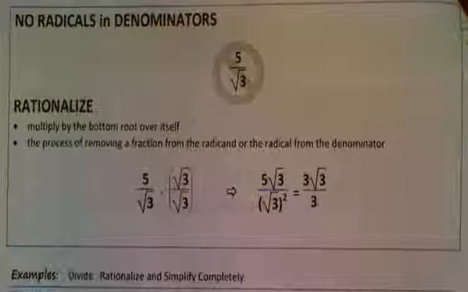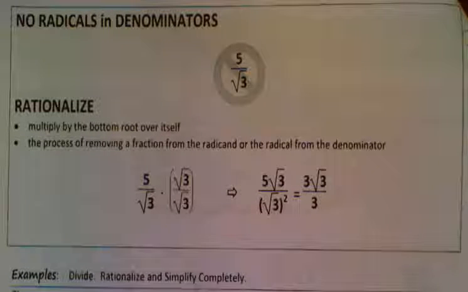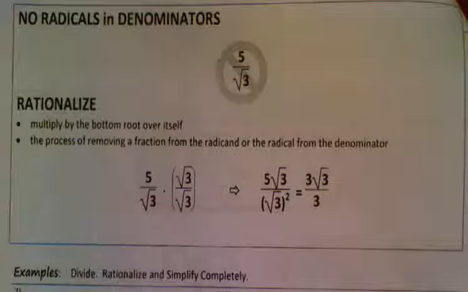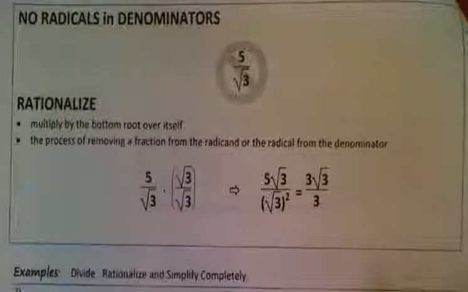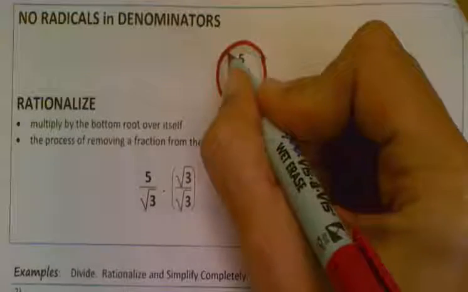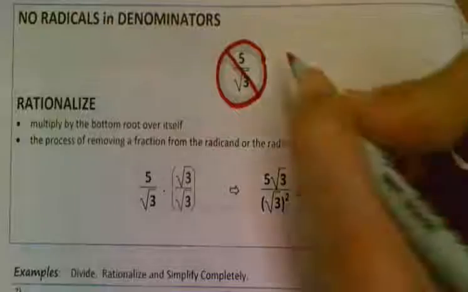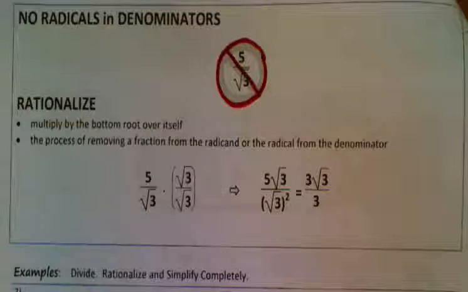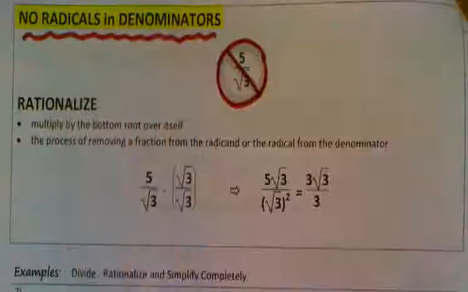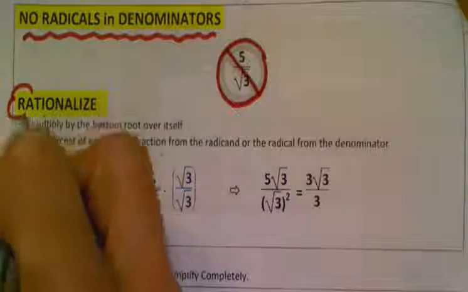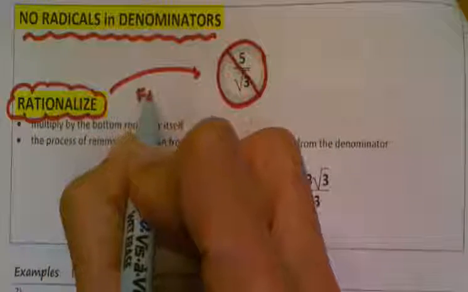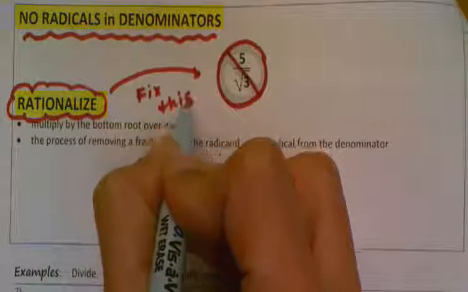Okay, now we're going to be doing what's called rationalizing of radicals. And so this sign might look familiar to you because we have had it up on the board all year long, where we have a radical in a denominator and a big line through it. Okay, and so when I say no radicals in denominators or you need to rationalize, what I mean is fix this.